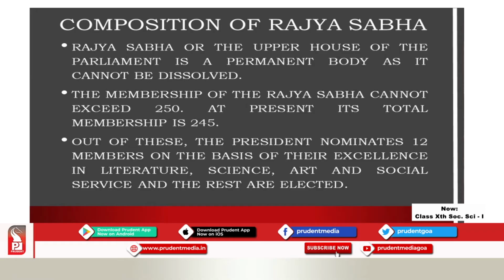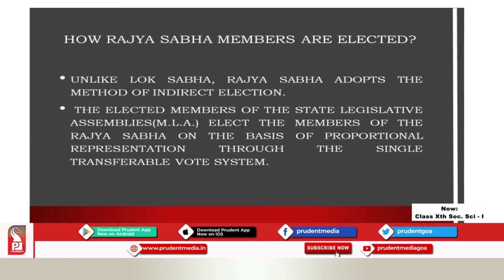Out of these, 12 members are appointed by the President on the basis of their excellence in literature, science, art, and social service, and the rest are all elected. Now how are the Rajya Sabha members elected? Unlike Lok Sabha, Rajya Sabha adopts the method of indirect election.